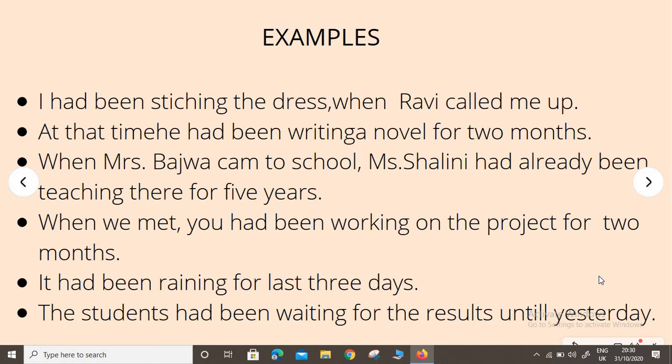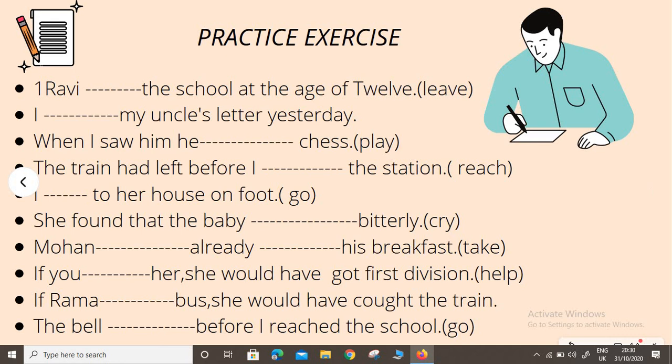So this also expresses an action that had been going on for some time before another action took place. And for a negative sentence, we use not. So this we had already discussed. Now let us look at some of the examples, the practice exercise of the entire past tense.